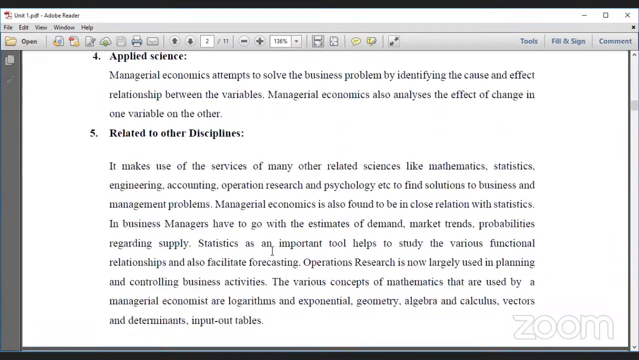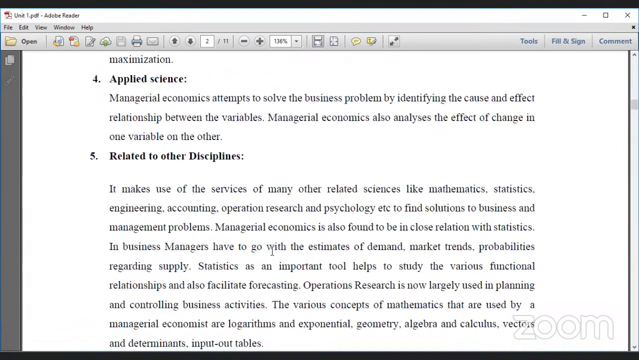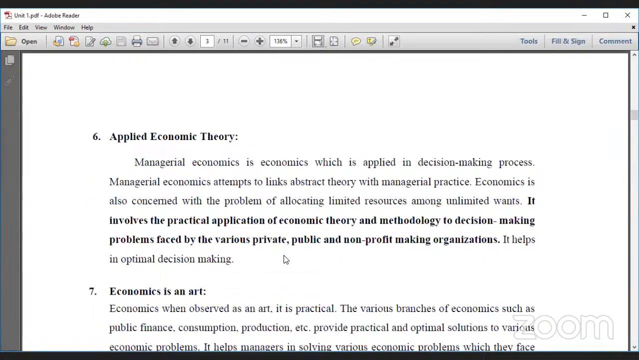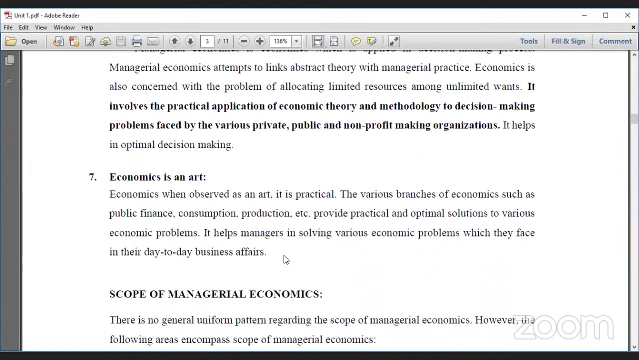Then applied in science, that means managerial economics is not theoretical. It is application oriented. That means it always uses various tools to solve various problems. This managerial economics is also related to other disciplines like statistics, sociology, psychology, mathematics also. Then, is economics an art or a science?